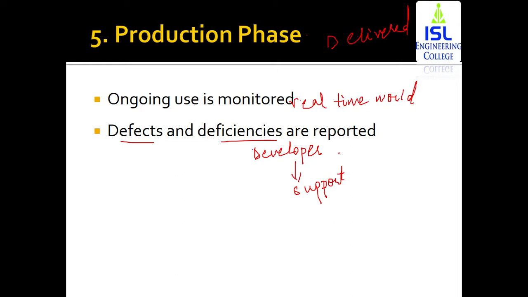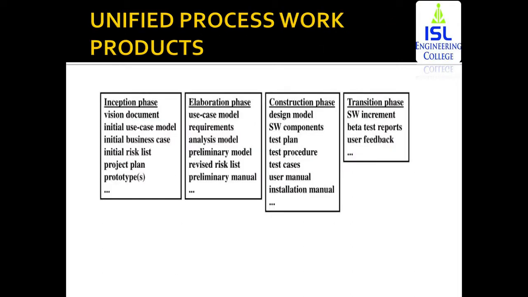We've completed the 5 phases of the unified process model. Now there are different work products that are delivered at the end of the 4 different phases. Within the inception phase, you've got the vision document. That is, at the inception phase, when you gather all the requirements and you make a plan, you get to know what is the goal of the particular software, why you're developing this software, that will be identified.